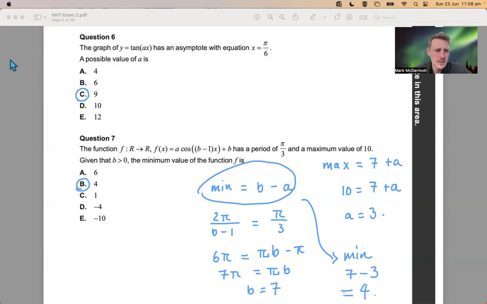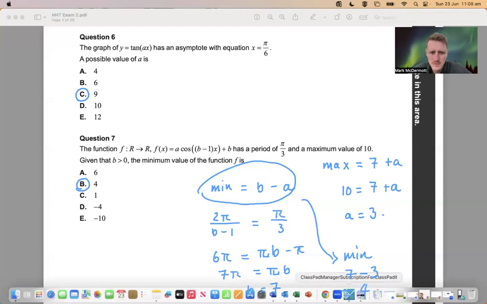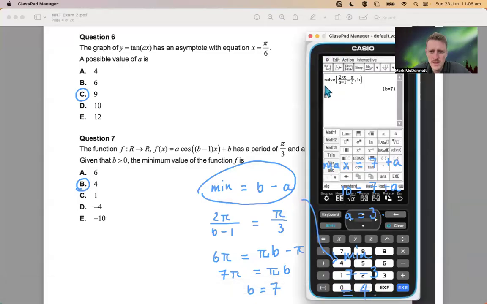Okay, should we sketch that? Let's do that. Let's see if that's right. Okay, let's. Oh no, I reckon it's right. Let's leave it at that.